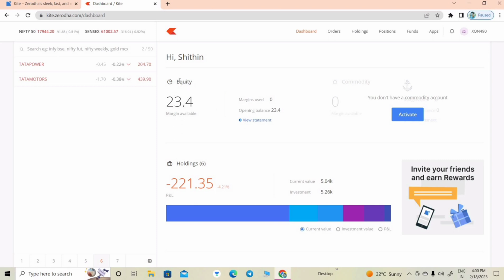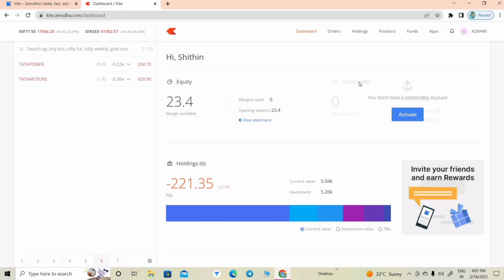In the top section we can see equity here and also commodity. Equity is used for buying and selling shares; you can buy and sell other companies' shares by using the equity order. For equity buying and selling we require a separate fund, and for commodity buying and selling we require another fund, and we are not able to use the same fund for both purposes. In this case I am not using the commodity account.